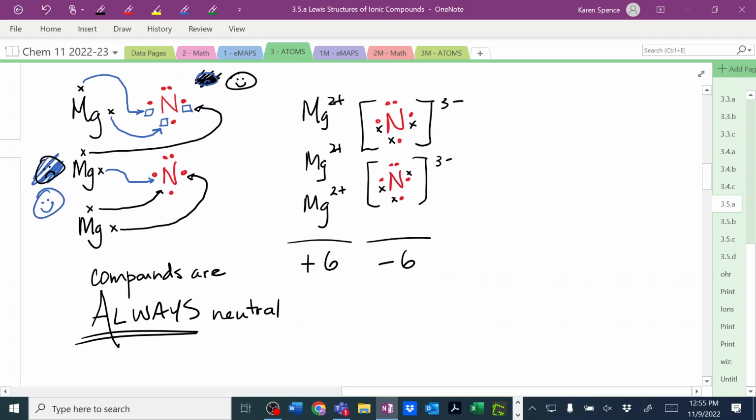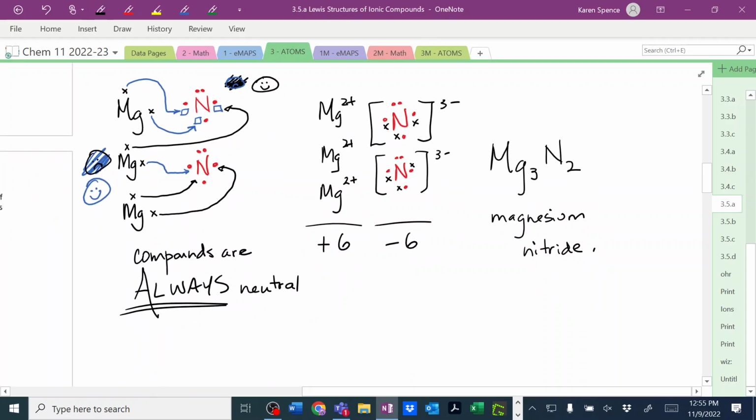How do we write the formula for this? It would be Mg what? 3, and then N 2, and what do we call it? Magnesium nitride. Okay, excellent.